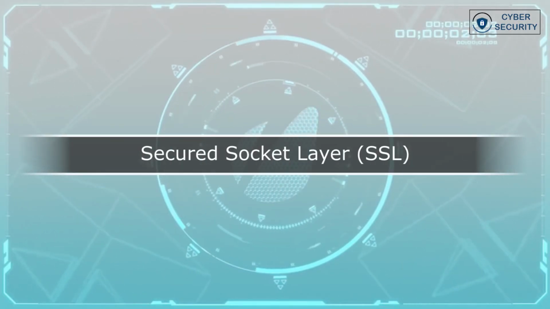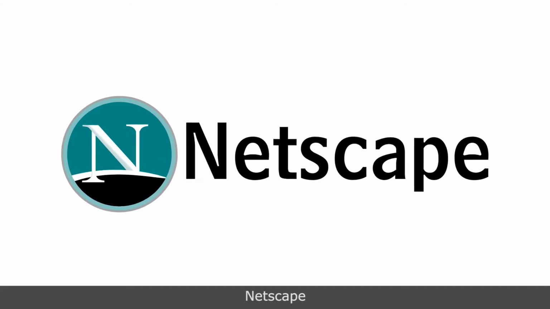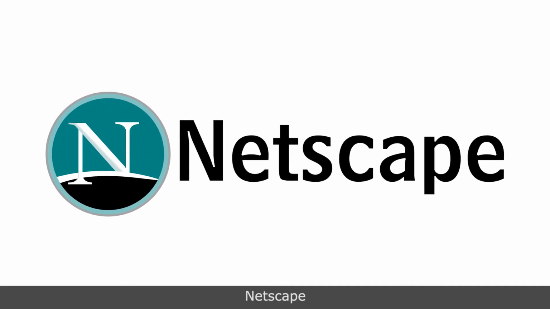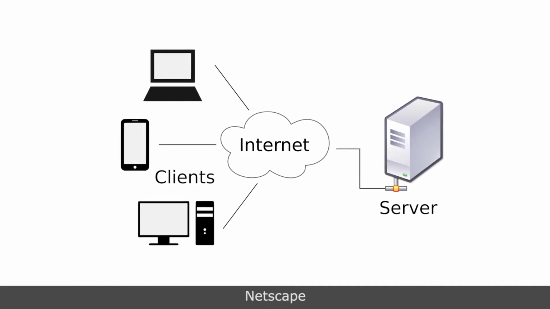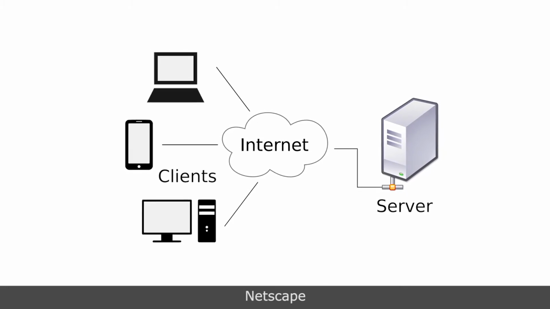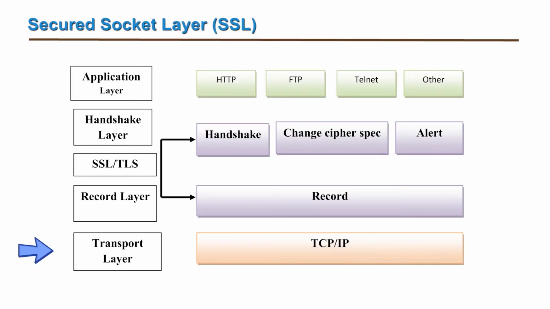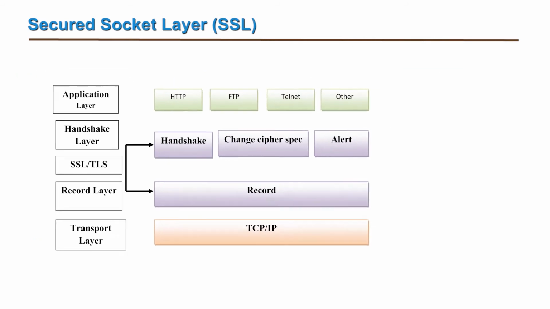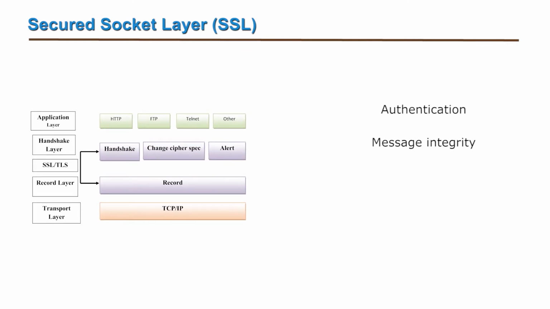The next one is the Secured Socket Layer, SSL. The SSL protocol was developed by Netscape, and it provides a secured connection between the client and the server of network applications over the internet. SSL runs above the transport layer and below the application layer. SSL is a point-to-point security mechanism used to provide authentication, message integrity, and confidentiality.